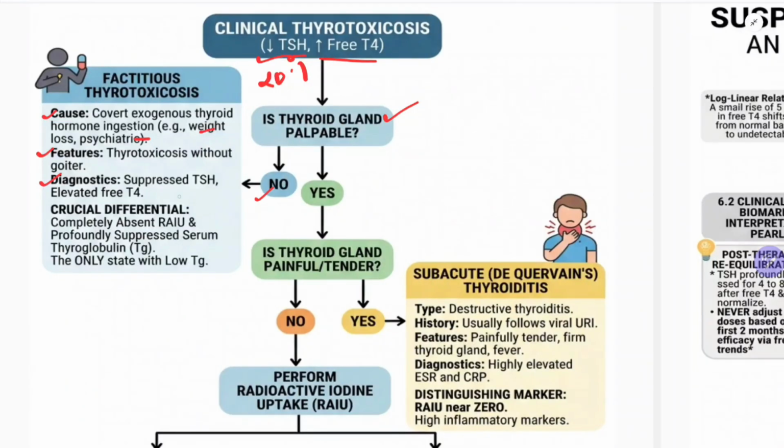So diagnostics, again, you will have suppressed TSH and elevated free T4. Crucial differentiation: there is completely absent radioactive iodine uptake and profoundly suppressed serum thyroglobulin. So this is the most important marker of factitious thyrotoxicosis. What is that? Low thyroglobulin levels, low TG levels. So low thyroglobulin levels suggest it is factitious thyrotoxicosis. Okay, so that is another method.